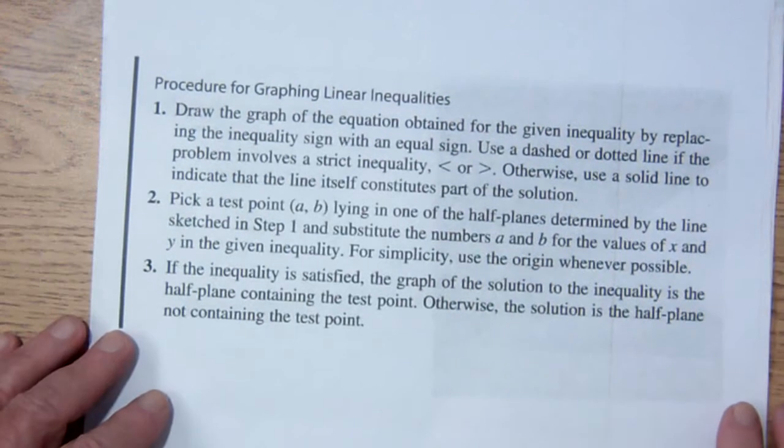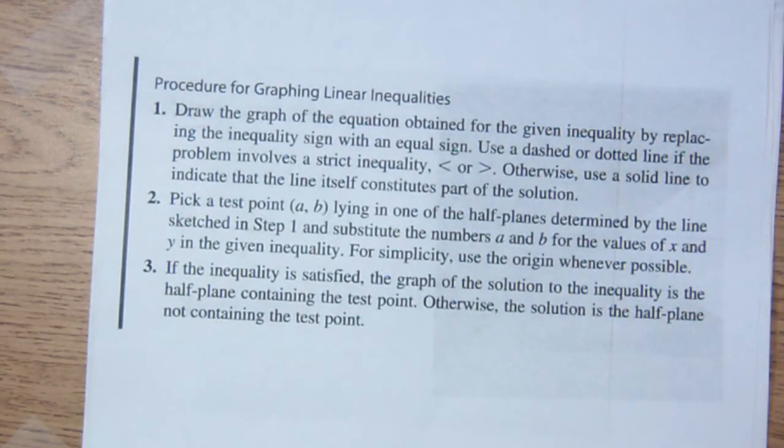So, to summarize then, the procedure for graphing linear inequalities: draw the graph of the equation obtained by replacing the inequality sign with an equal sign. Then use a dashed or dotted line if the problem involves a strict inequality, either less than or greater than. Otherwise, use a solid line to indicate that the line itself constitutes part of the solution.